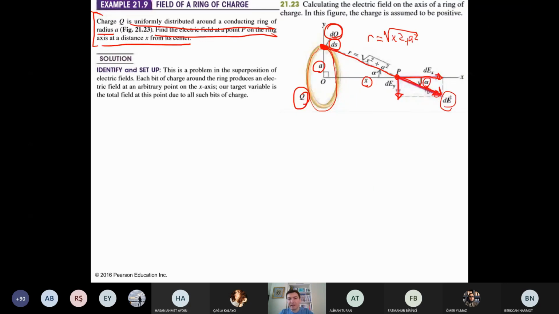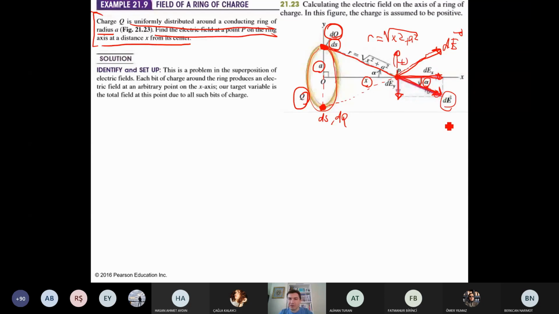Just choose another segment here, another ds segment with the same dq charge. Then what about the electric field produced by the small segment here at P point? The charge of the P point is positive here, don't forget. You have another electric field component, okay? This is also dE, and it also has y component here, and it also has x component here.